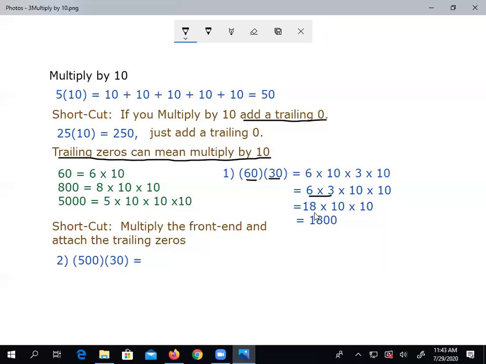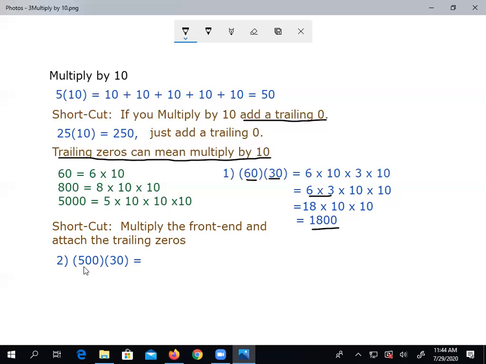6 times 3 is 18. And this becomes very easy now because when you multiply by 10, there's no work to be done. All you have to remember is to add a trailing zero. And since you're multiplying by 2 tens, you have to add 2 trailing zeros, and therefore your answer is 1,800. So what I pick up on is numbers like this, when there's a bunch of trailing zeros, all you have to do is multiply the front end and attach the trailing zeros.